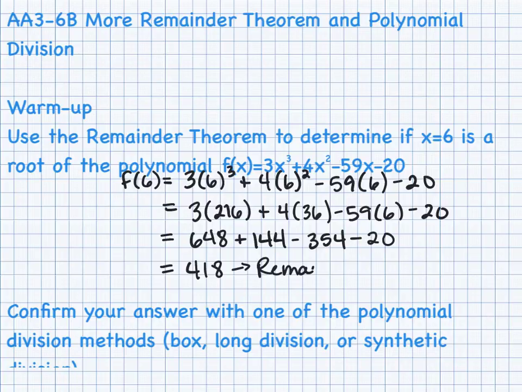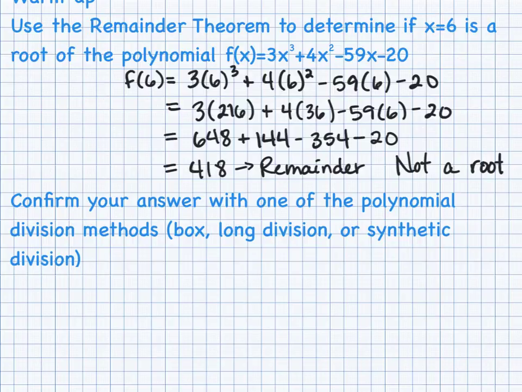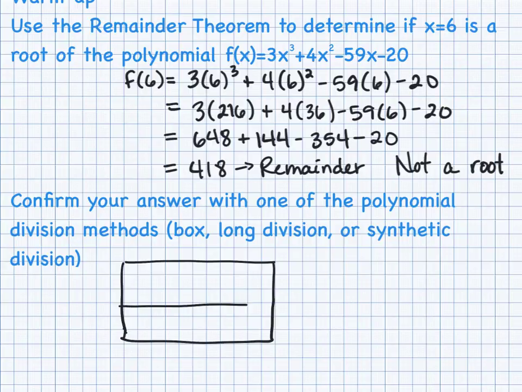When we divide this polynomial by x minus 6, we would get a remainder of 418, which means that x equals 6 is not a root of this polynomial, so it's not an x-intercept. I'm going to scooch this up a little bit to confirm this with another method, and I'm going to use the area model method for a couple reasons, the main reason being it's the least obvious of the three methods.